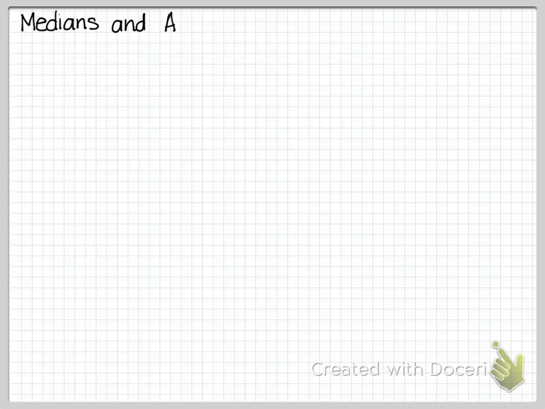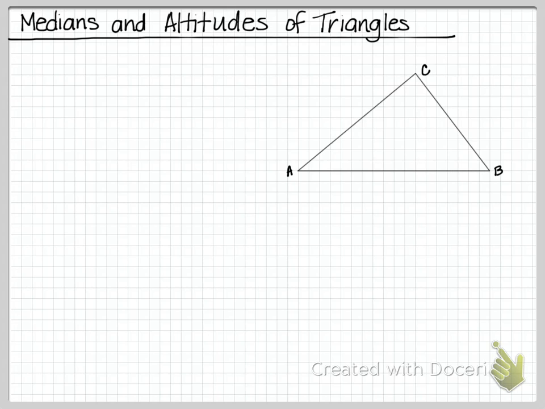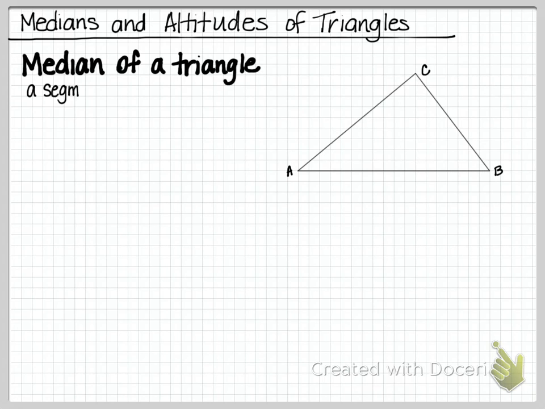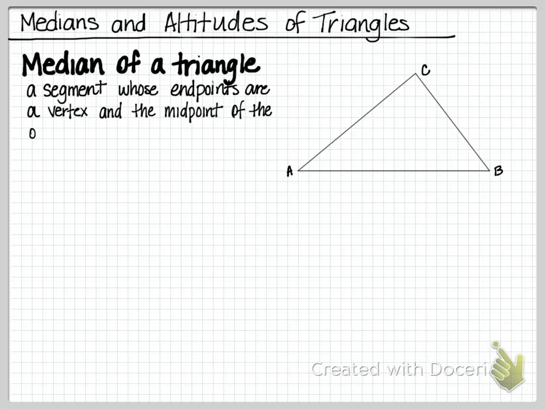In this video, we're going to discuss medians and altitudes of triangles and their points of concurrency. So, first of all, a median of a triangle. It's a segment whose endpoints are a vertex and the midpoint of the side opposite that vertex. So we're using the vertex C, and opposite C would be the side AB. D is the midpoint of the side AB, and so connecting the points C and D, we get a median.